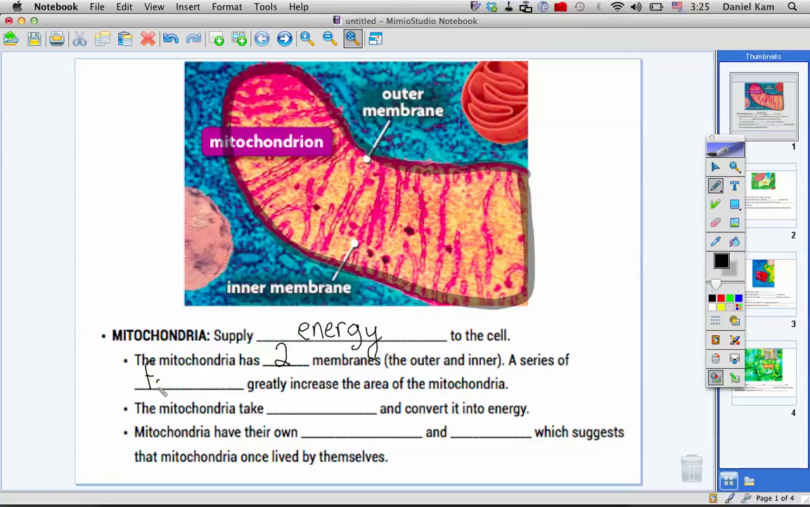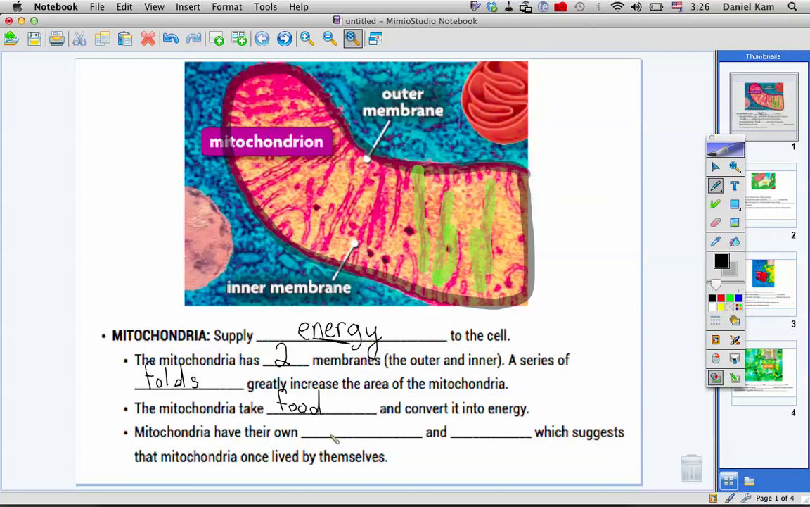A series of folds greatly increases the surface area of the mitochondria on the inside. So if you look on the inside right here, all these little folds here and here and here and here and here, they greatly increase the size or the area of the mitochondria. It's like folded paper. The reason they say that the mitochondria gives energy to the cell is that it takes food that you eat and converts it into energy.